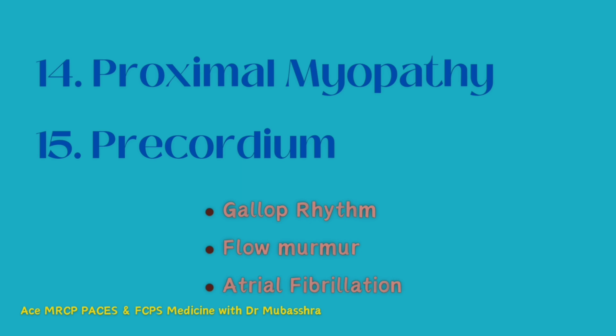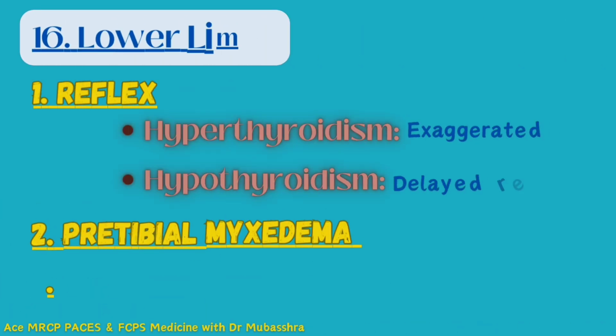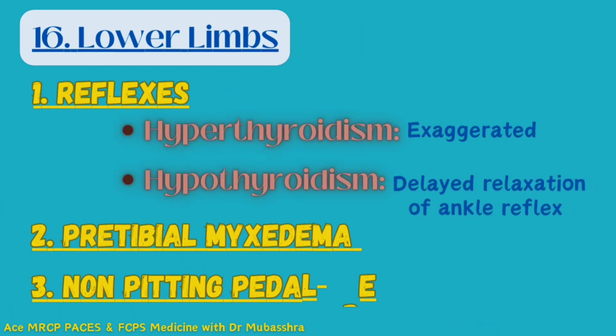Then precordium examination for gallop rhythm, flow murmur, or even atrial fibrillation. Then comes lower limb examination. Reflexes are very important in thyroid examination. If it is a case of hyperthyroidism, the reflexes will be exaggerated. And in hypothyroidism, there will be delayed relaxation of the ankle reflex. Likewise, you will look for pretibial myxedema, which can be there in Graves' disease secondary to hyperthyroidism. And again, you will look for non-pitting pedal edema as a part of hypothyroidism.